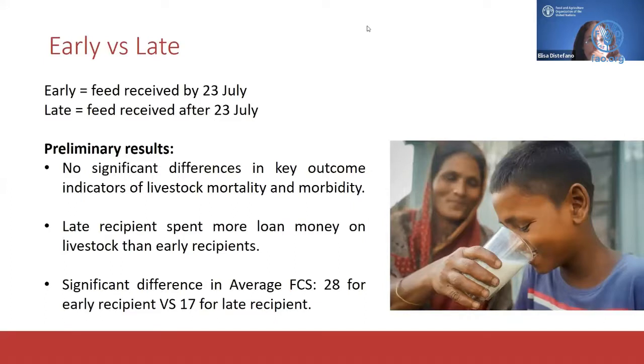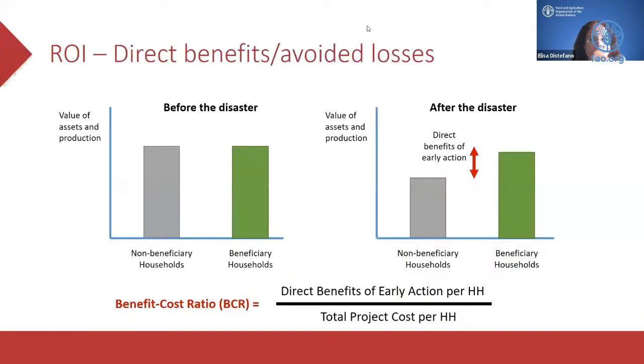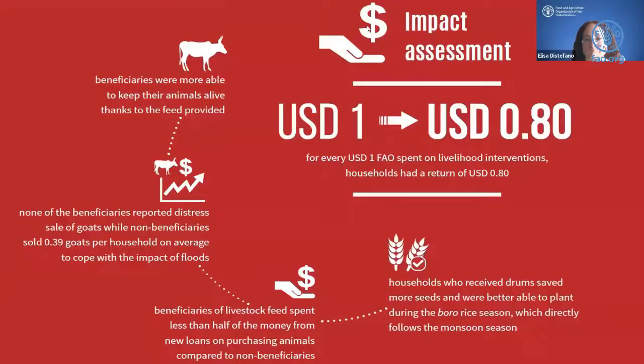However, we didn't find much of a difference. The small difference that we found was that the late recipients spent more money on livestock and had a lower food consumption status. Then all these avoided losses were converted into monetary values, translated as value of assets and production. The difference was again compared with the total project cost. We found that per dollar spent, the return on investment was 80 cents.